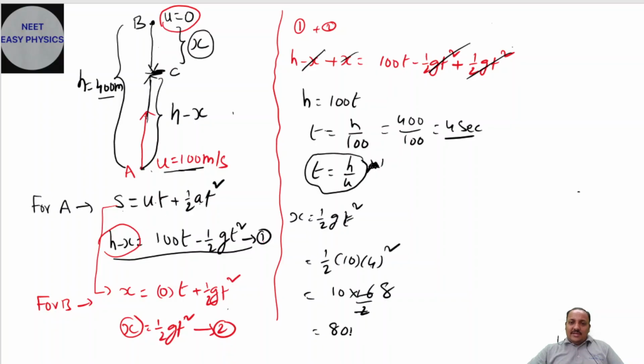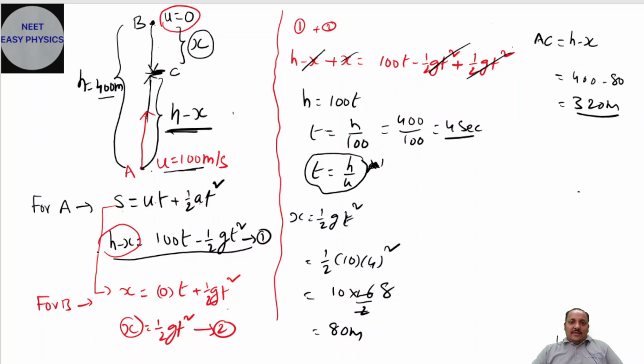So 80 meters. 80 meters is from B to C, but they're asking height. Height means h minus x. That is going to be, what is AC now? AC is going to be h minus x. What is h? 400 minus 80. So they're meeting at 320 meters. So this is the question.